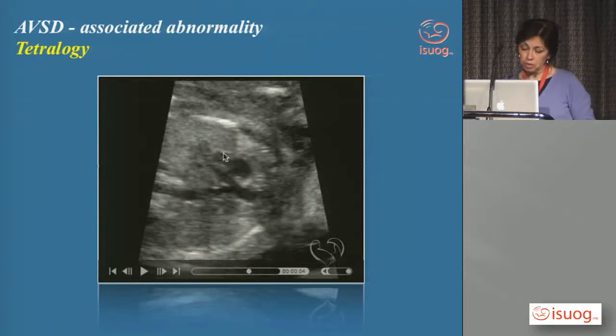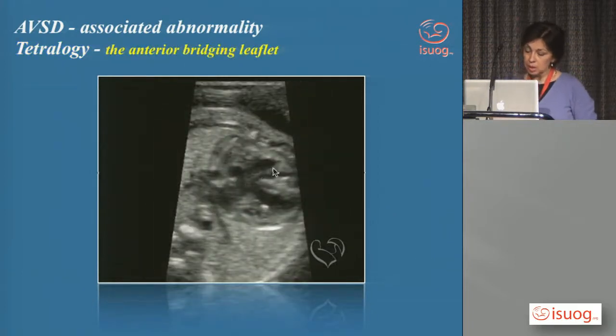So your three-vessel view here has a pulmonary arch smaller than the aorta, which is bigger than the superior vena cava. This case was actually referred because of an abnormal three-vessel view, and they had missed the AVSD, which is surprising.